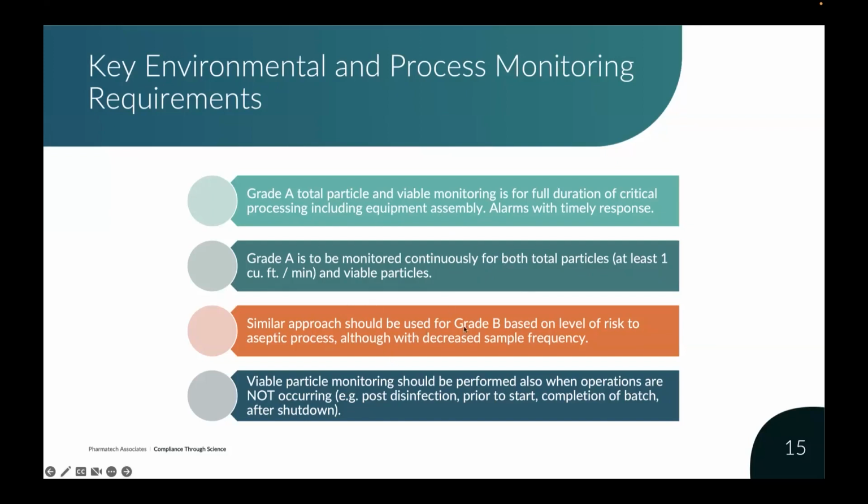Now, a similar approach should be used for grade B. However, there's less risk in grade B to the aseptic process. So we will decrease the sample frequency and decrease the locations. But again, you should look at your risk assessment in terms of where these samples are taken. If you have a particular location which may be in grade B, but it's where it enters the grade A area, do you have a sampling location there? Because that's a higher risk of bringing particles into the grade A area.